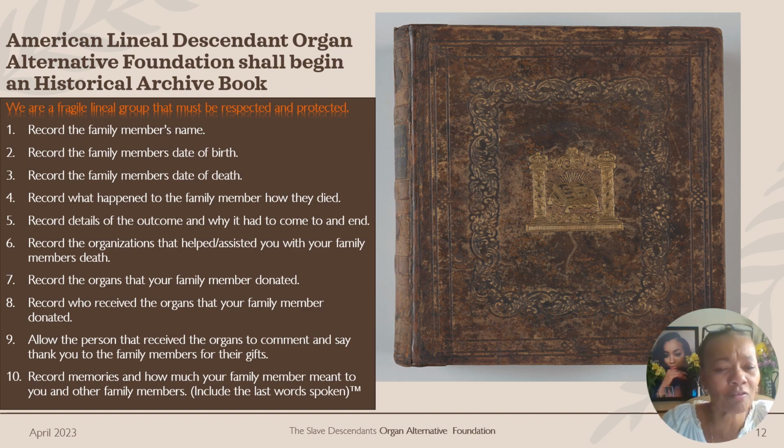Record what happened to the family member and how they died. That's your choice. If you want to write what happened to the family member, then you can. Record details of the outcome and why it had to come to an end. Tell the story. You know the story. You have the narrative. You tell the story.